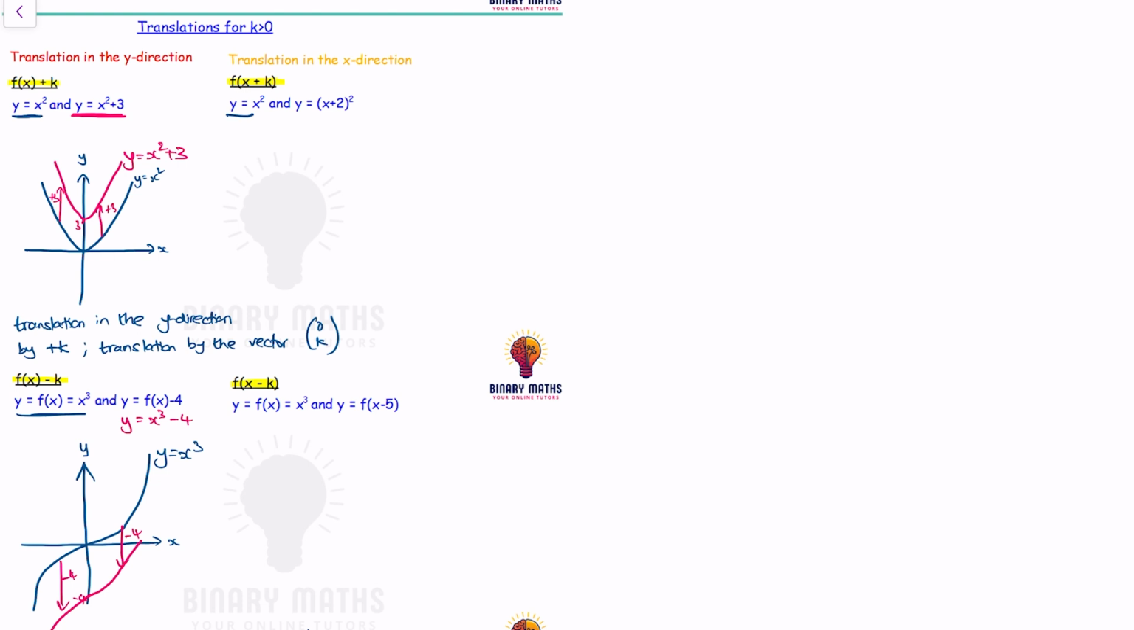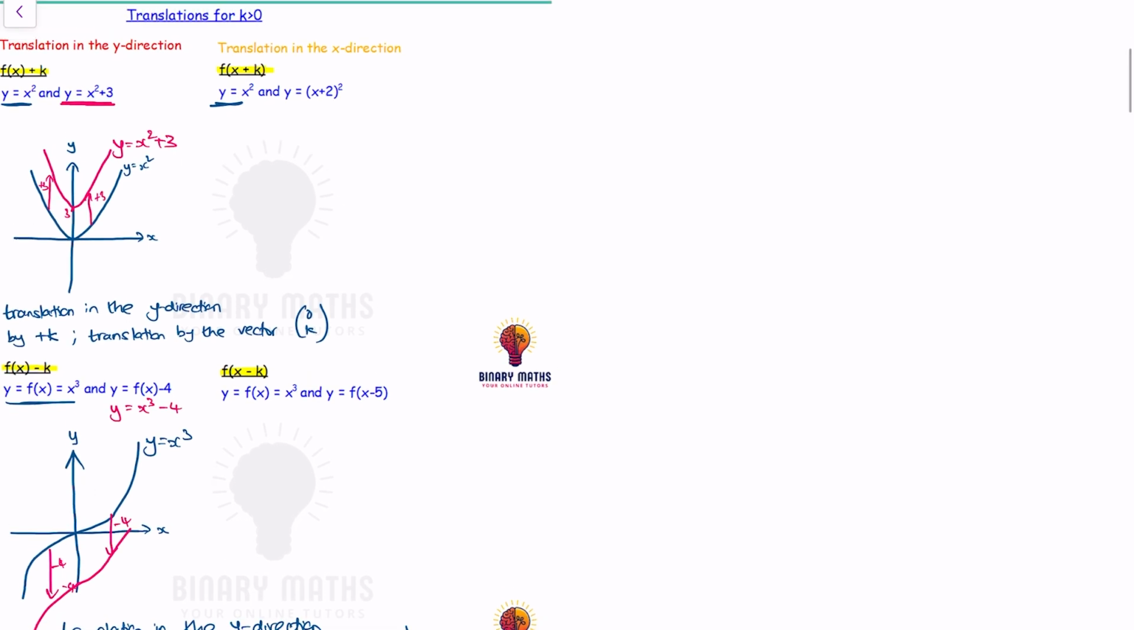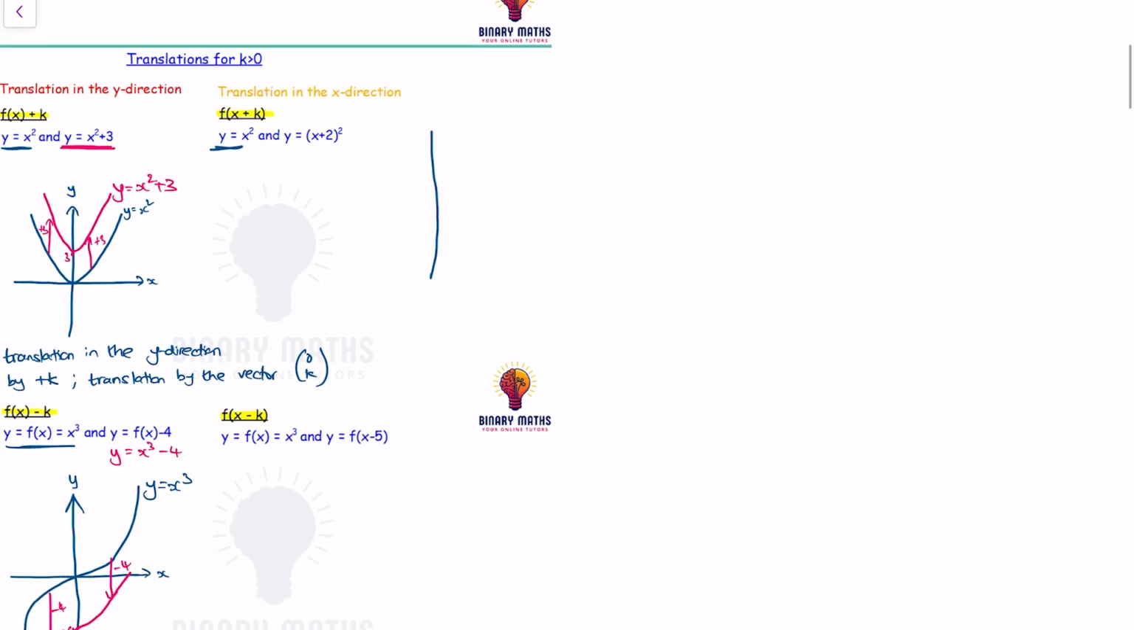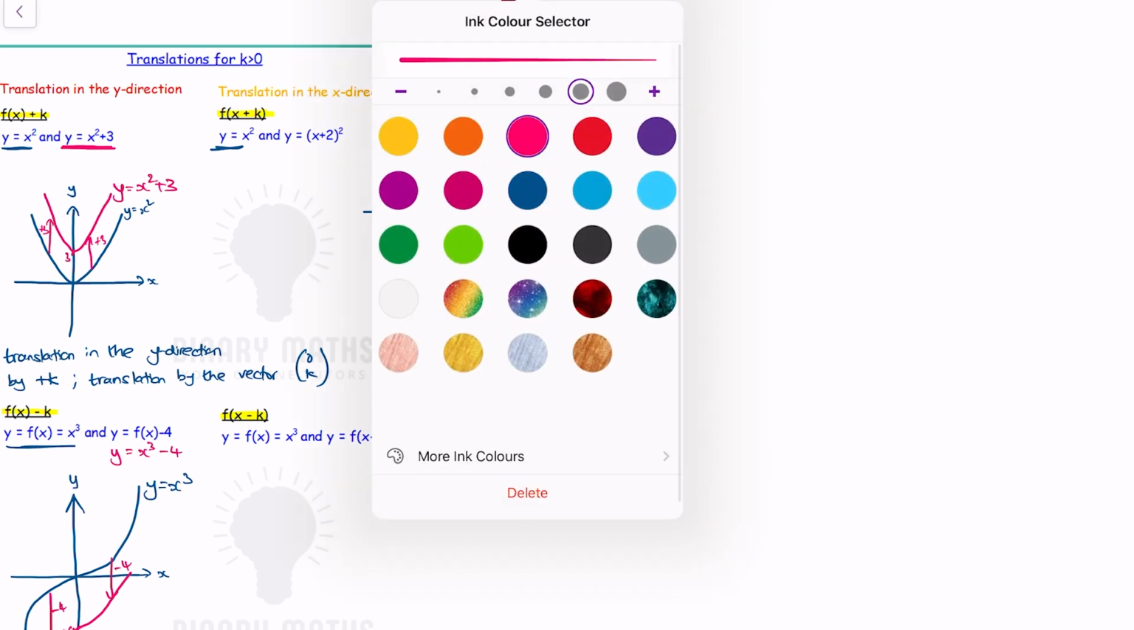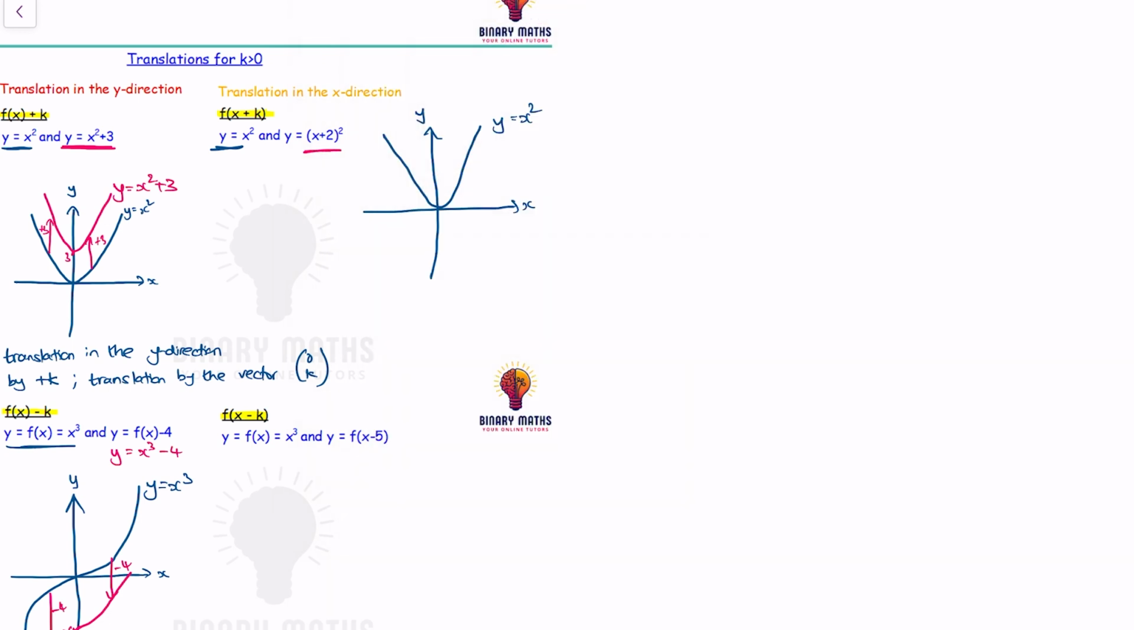Okay, so if I were to sketch these out, I'll just go here and do this. Y is equal to x squared, the first one, which is just a parabola again. Y is equal to x squared. Second, the translation we're looking at is y is equal to x plus 2 squared. So this one is y is equal to f of x plus 2, so we've got y is equal to x plus 2 squared.